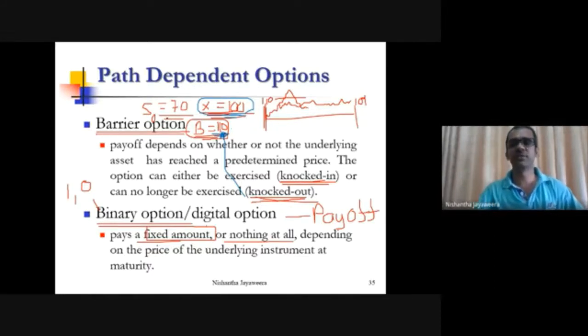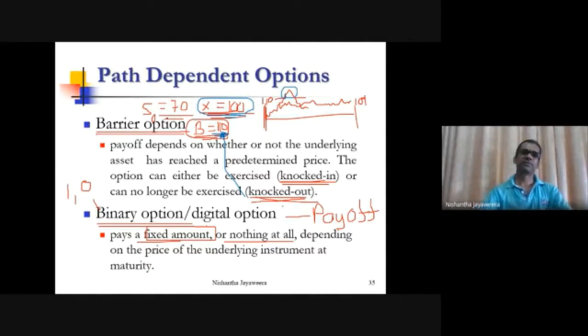So even though initially the option is for a 3-month period, after 1 month, if the price goes above 110, the moment the underlying asset trades above 110, the option becomes null and void. On the maturity date, whatever the price, whether it's 200 or whatever, it doesn't matter. The buyer of the option cannot make any claim. So that's a knockout. You were knocked out from the game.